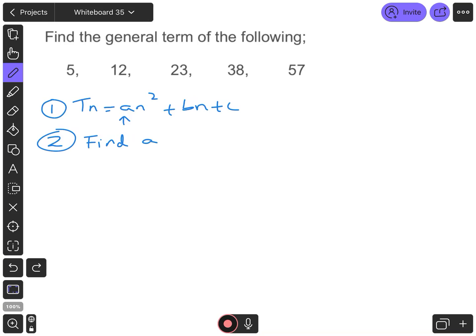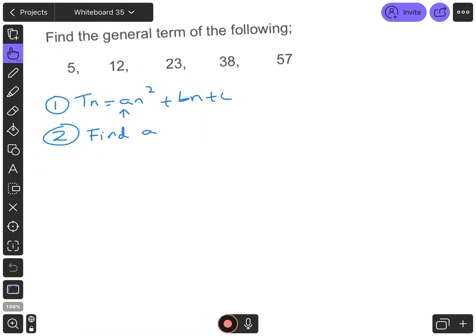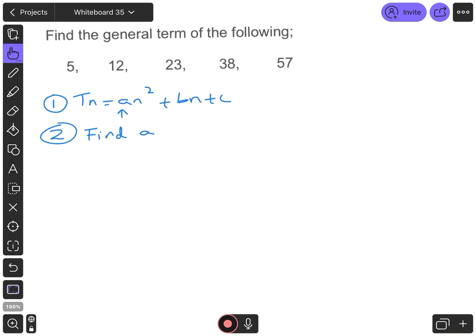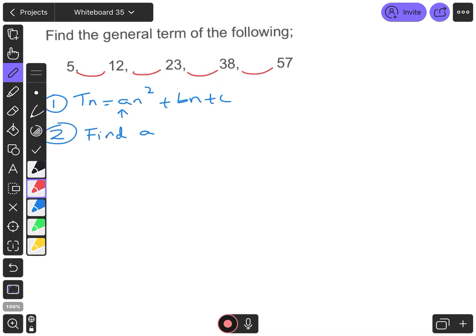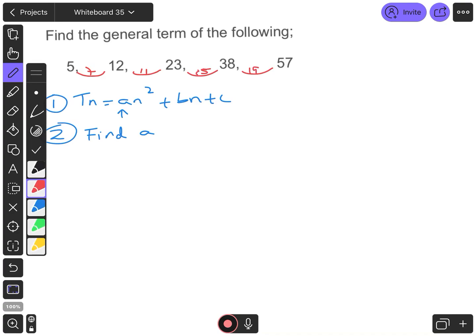To do that, we need to find the second difference. So I'm going to move this up a small bit. I need to find my differences: from here to here, from here to here, and so on. When I do that, this one comes out to be 7. The next one is 11. The next one is 15. And the next difference is 19. Okay, so that's my first difference.